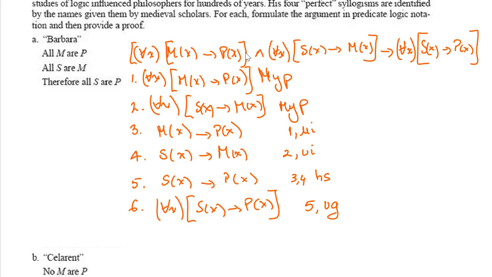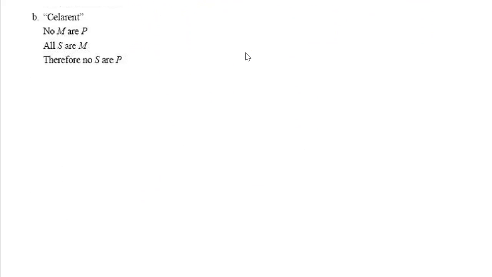So this is Barbara. The second one here is called Celarent: no M are P, all S are M, and therefore no S are P. An example would be: no reptiles have fur, all snakes are reptiles, and the conclusion, no snake has fur.